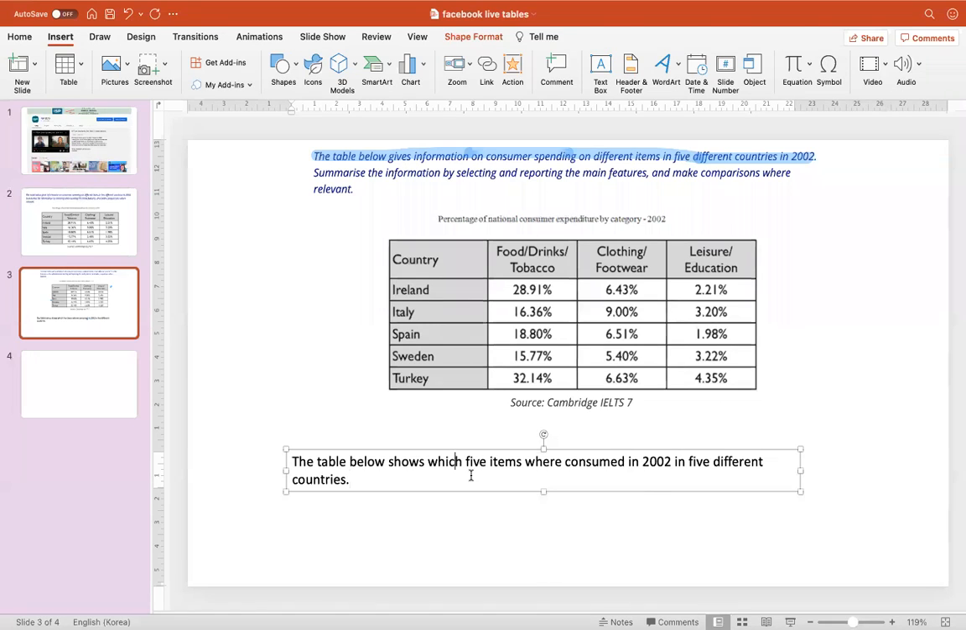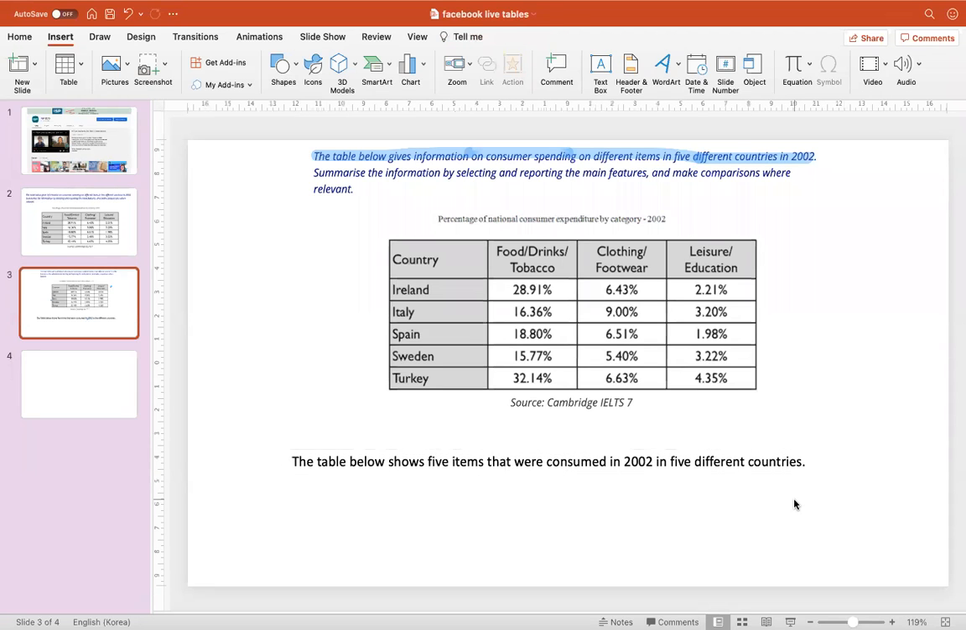We can also write this like in 2002, the 5 countries consumed ratio of consuming the following items. You can say that. I would say percentage instead of ratio, because remember that ratio and percentage are different things. So you could say, the table shows the percentage. Yeah, that's probably a good idea. I like that. The table shows the percentage of consumer spending, or the percentage of items that were consumed by the general public in 5 countries in 2002.